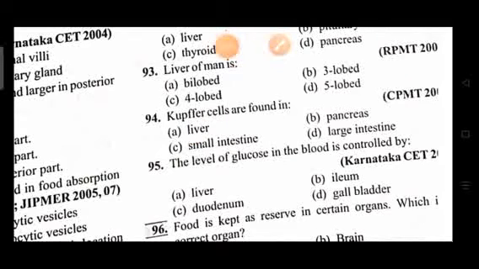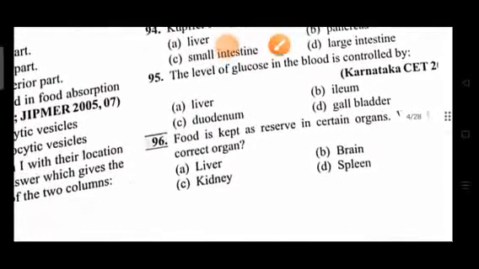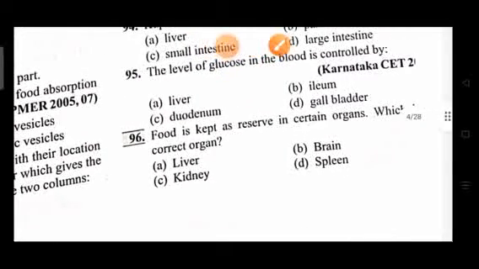Next, the level of glucose in blood is controlled by, the 95th question. The level of glucose in the blood is controlled by the liver, because the excess of glucose is converted into glycogen, animal starch, in the liver.